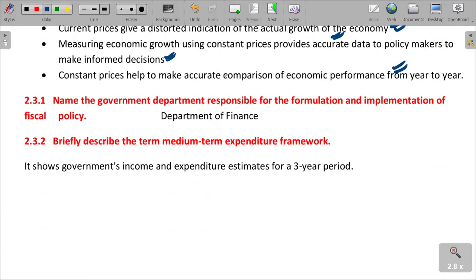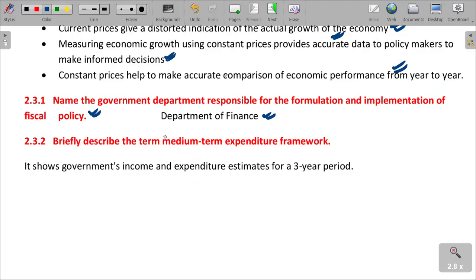And then name the government department responsible for the formulation and implementation of fiscal policy. The fiscal policy is a policy document that is handled by the Department of Finance. The Department of Finance is the one that formulates and implements the fiscal policy. That's one thing that we need to take note of.